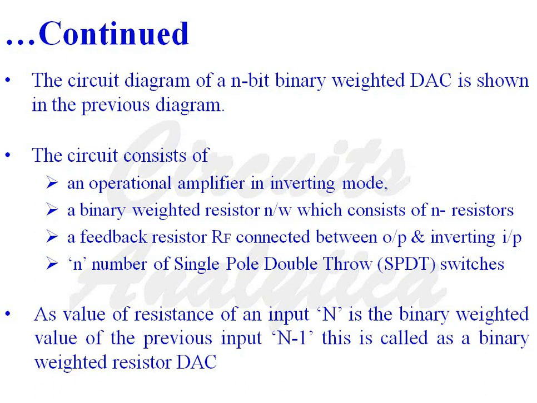So the diagram consists of an operational amplifier in inverting mode, a binary weighted resistor network which consists of n resistors, a feedback resistance RF connected between output and inverting input, and n number of single pole double throw switches. As the value of resistance of an input n is the binary weighted value of the previous input n minus 1, this is called a binary weighted resistor digital to analog converter.